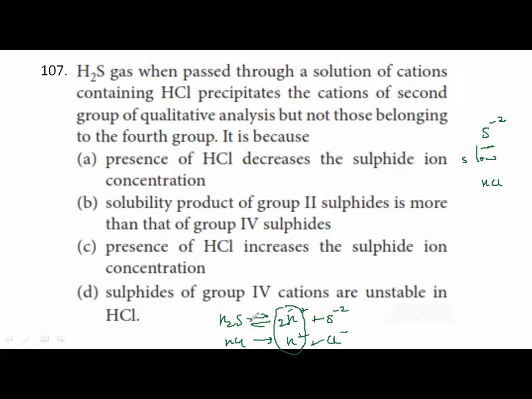So you can note here, the solubility product of group 4 radicals is quite high, so it is necessary to suppress the concentration of S2 minus ions. Otherwise, the radicals of group 4 will also get precipitated. Therefore, what is the correct option? Presence of HCl decreases the sulfide ion concentration. Option A is the correct option. Understood?